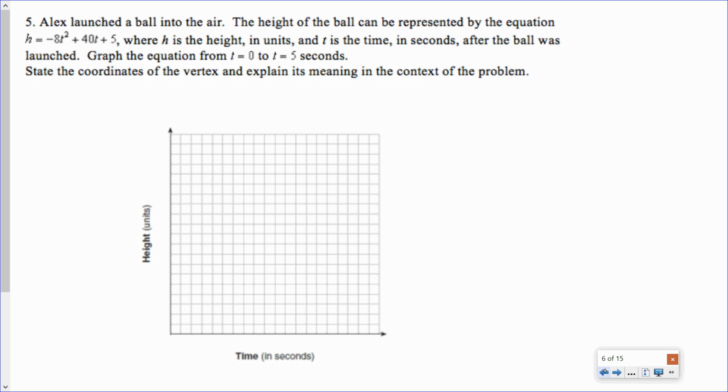All right, let's take a look at 5. Alex launched a ball into the air. The height of the ball can be represented by the equation h equals. So I'm going to put that into my calculator, but I'm going to put it into the calculator where the h is a y and the t is an x.